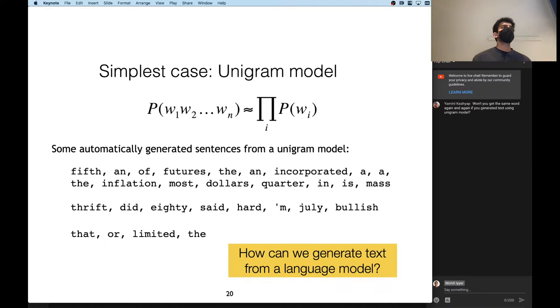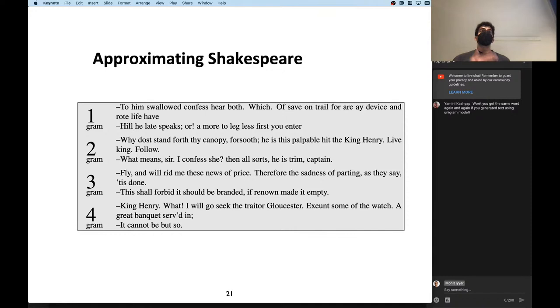So you can see the effect of adding more and more words to the prefix in terms of the quality of generated text. If you train a unigram model, a bigram model, a trigram model, a four-gram model on Shakespearean plays, you can see that the unigram model is just complete garbage, as we already saw. The bigram model is a little bit better. You see some vague hints of coherence, at least in terms of grammaticality: "he is this" is a viable sequence here. "Why dost stand?" It's not good, but it's better.